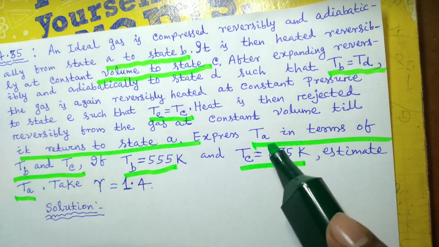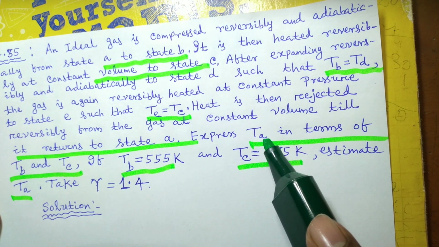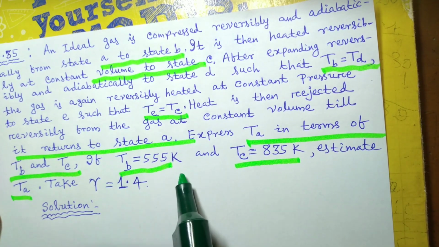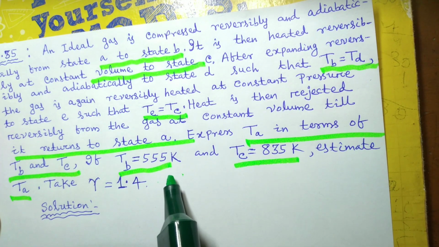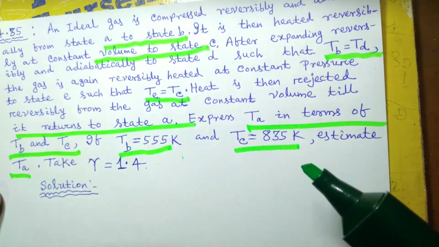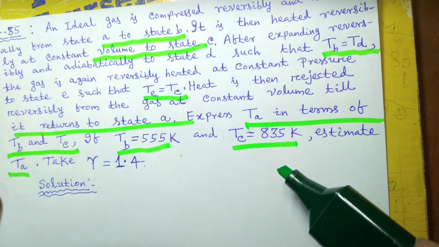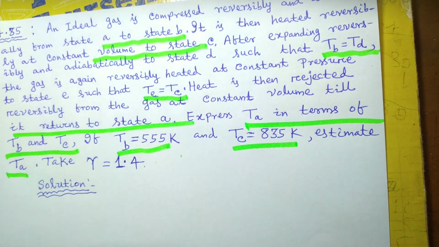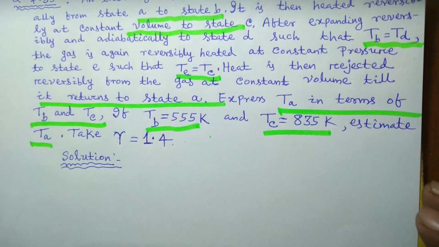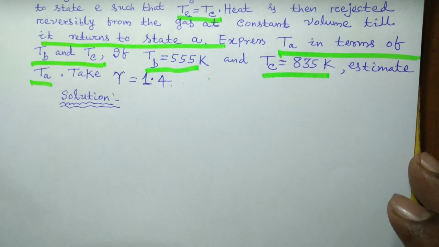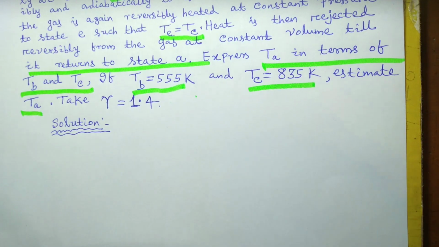So first we have to derive an expression of Ta in terms of Tb and Tc, and then just by putting these values in that expression we can find out Ta. So this question is divided into two parts. First we have to derive an expression, and in the second part we have to just put the numerical values to find out Ta. Since Tb and Tc are given and gamma is also given, first our objective is to find an expression for temperature Ta in terms of Tb and Tc.